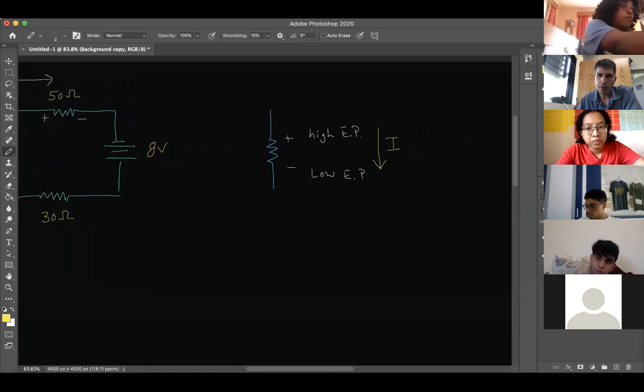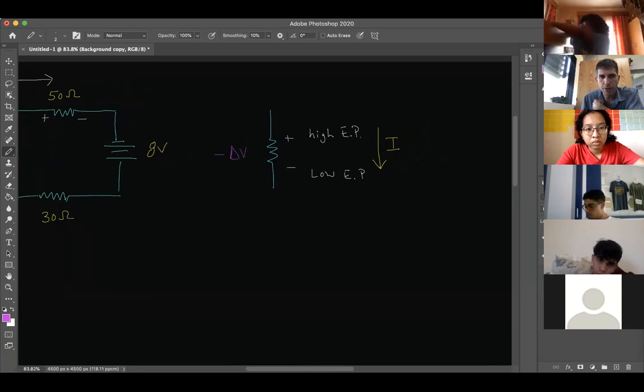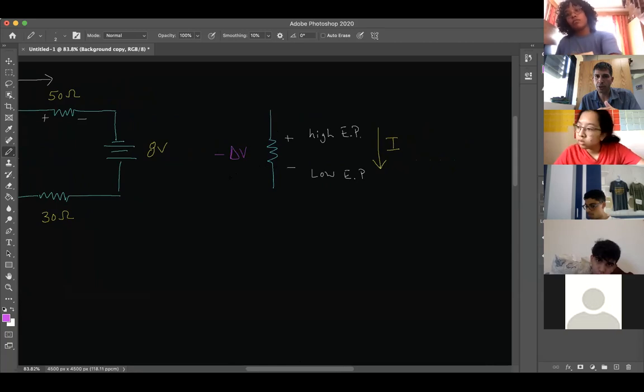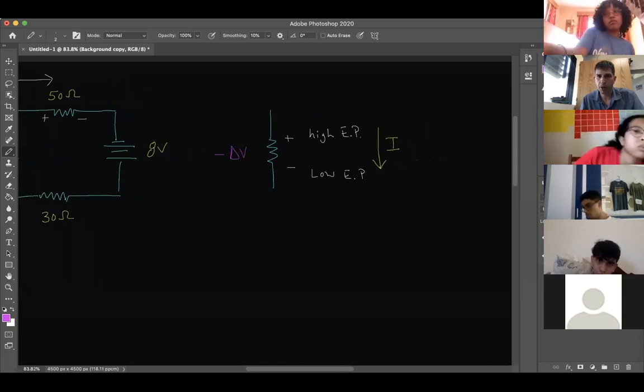Now, the other thing, and this is going to be really important for this lesson: whenever you have a current flow across a resistor, you're going to have a voltage drop along that resistor. So delta V, your voltage drop, will be negative across a resistor when you go from high electric potential energy to low potential energy. Okay, so that's an important part of this note right here.